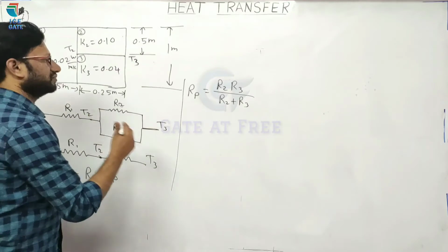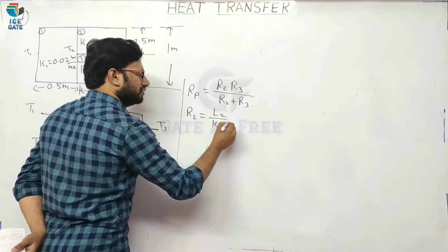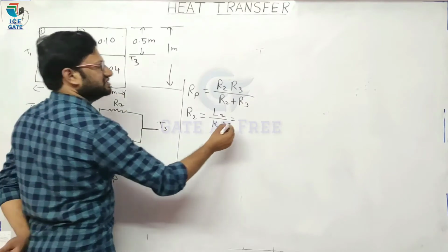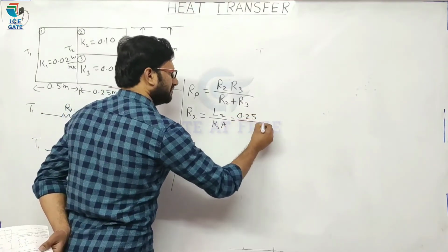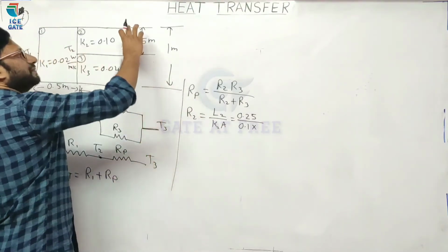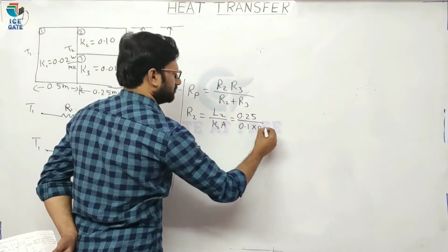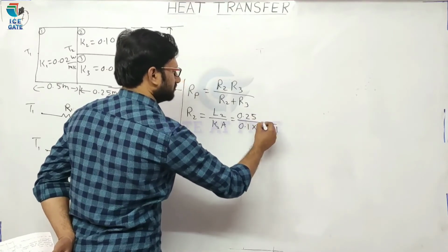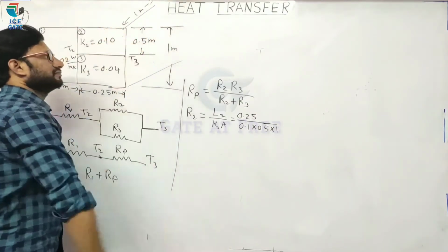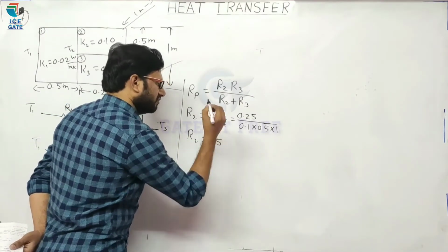Now first find out R2. R2 is conductive resistance. What is the formula? L2 by K2 into area. Now what is L2? The thickness of the second slab, that is 0.25 divided by thermal conductivity of second slab is 0.1 into what is the area? 0.5 into 1. Okay, depth is given, 1 meter. Now therefore R2 is equal to 5.